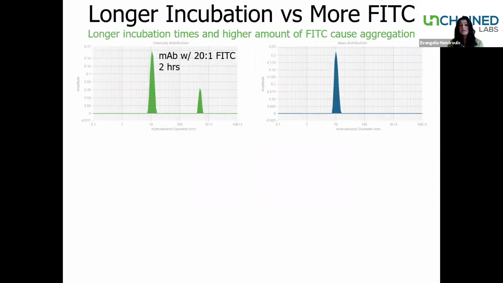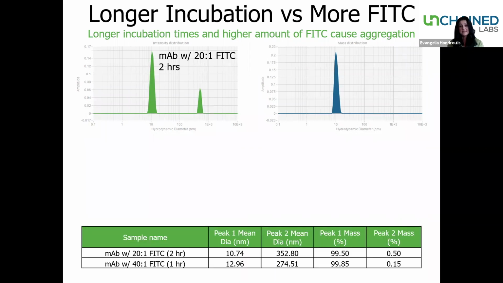Now, what happens when we increase the incubation time and also increase the molar ratio? How is that going to affect the colloidal stability? The top distribution curves here, the intensity distribution on the left in green and the mass distribution on the right in blue, are for the 20:1 Fitzy incubated at 2 hours. So we're doubling the amount of incubation time. We also see here some aggregation forming. But again, if you look at the mass distribution and you look at the actual peak to mass percent numbers, we're getting 0.5%. Again, a very low value.